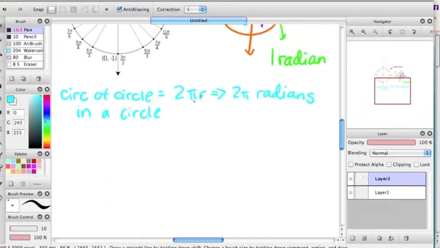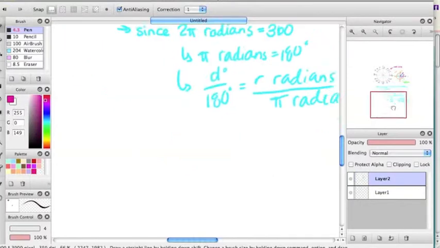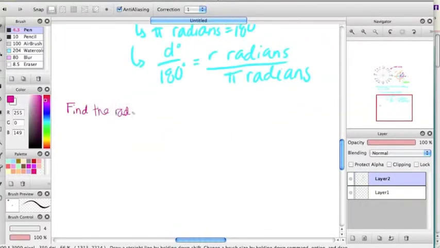Since 2 pi radians equals 360 degrees, and therefore pi radians is 180 degrees, you can use a proportion like d degrees over 180 degrees equals r radians over pi radians to convert between degrees and radians.